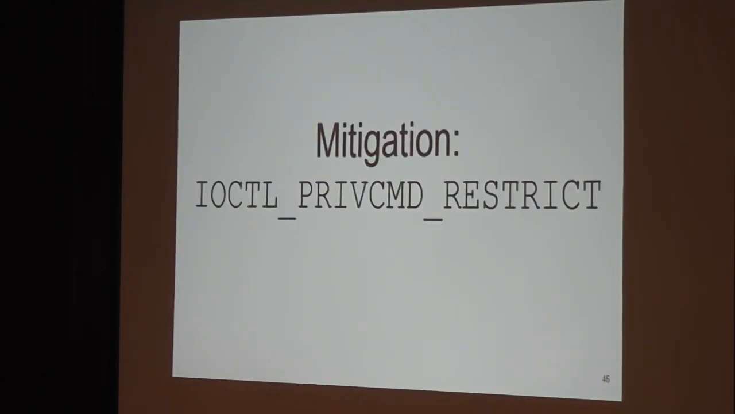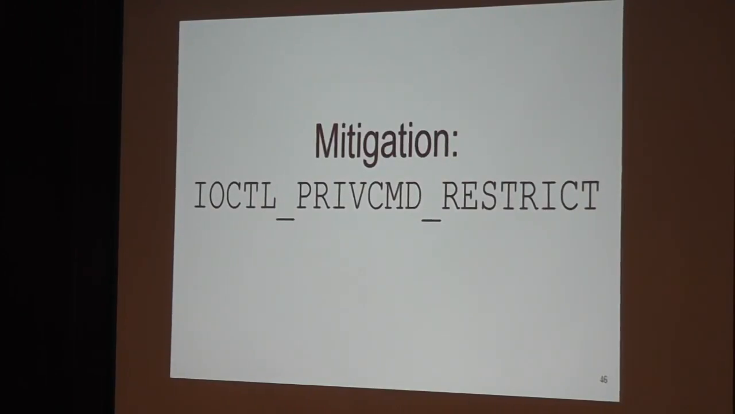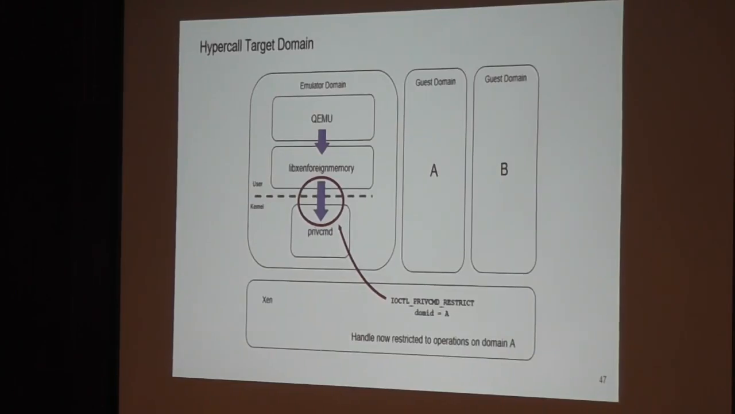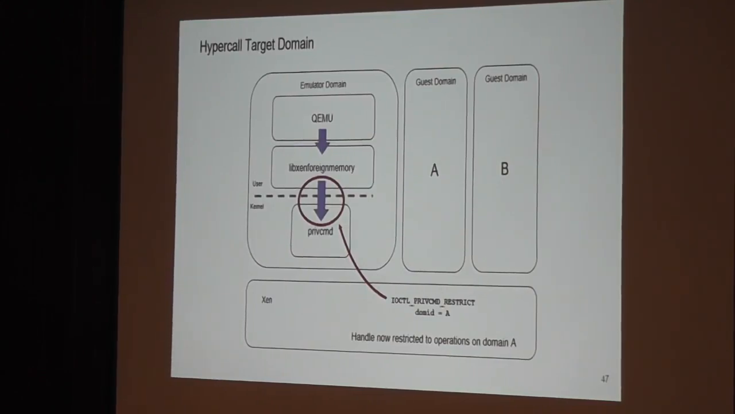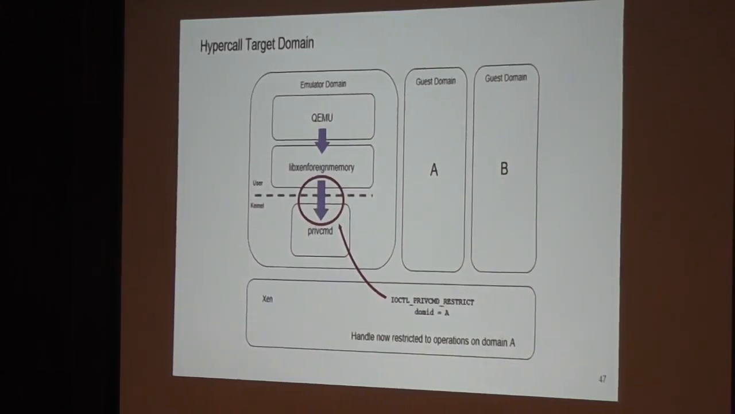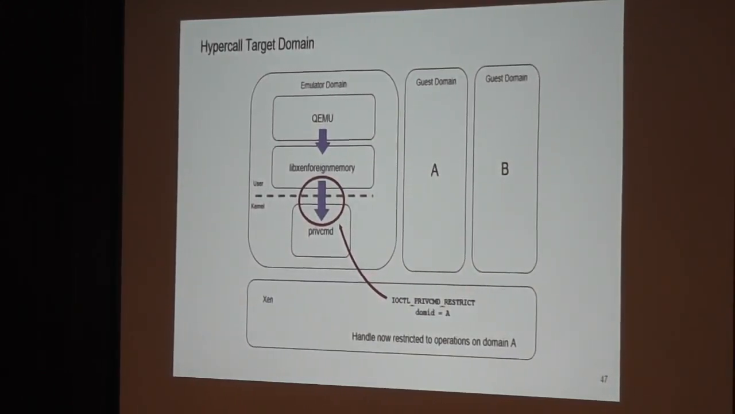Well, we have a new IOCTL improved command called restrict. And what restrict does is it essentially says that we run this IOCTL before domain A starts operation, so before there's any possibility of QEMU being compromised. We tell libxenforeignmemory, for the handle it's got open, that it's only allowed to do operations for domain A.